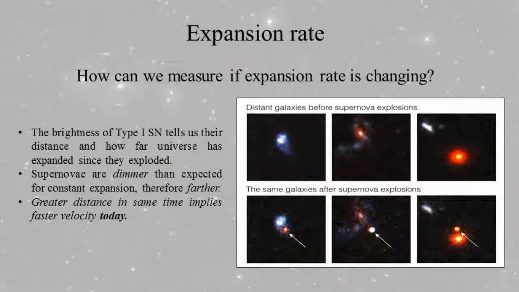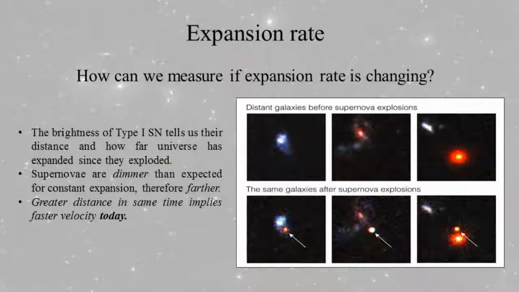And think of it this way. The greater distance in the same amount of time implies they had to have been moving at a greater velocity. But when would that have occurred? Well, we have to actually kind of turn it around and think more in terms of, in today's universe, we have moved farther away from those distant early supernova because today's universe is expanding faster than it was in the past. How can we illustrate that?